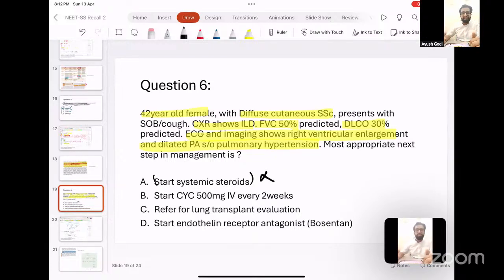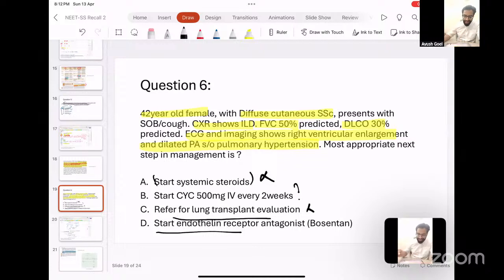The next option is start cyclophosphamide. Okay, we'll come back to this. The next option is refer for lung transplant evaluation. Till now, the patient has not received any treatment. Without giving any treatment, we will not refer the patient to transplant. We'll first give the patient some form of therapy, look for the response, and if there is no response and the patient has a progressive disease, then you go ahead with a lung transplant evaluation. So again, this is a wrong option.